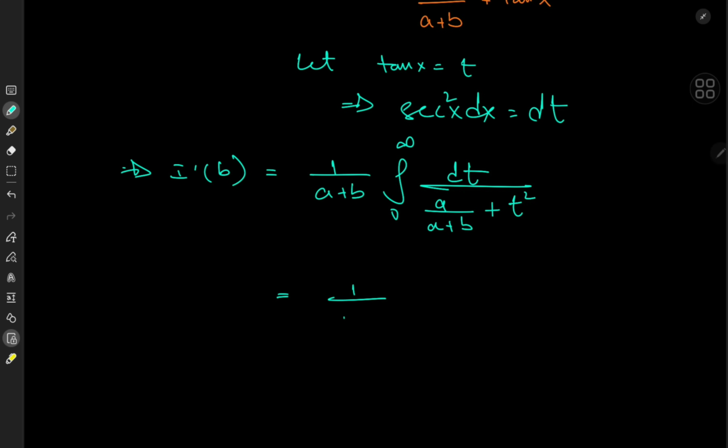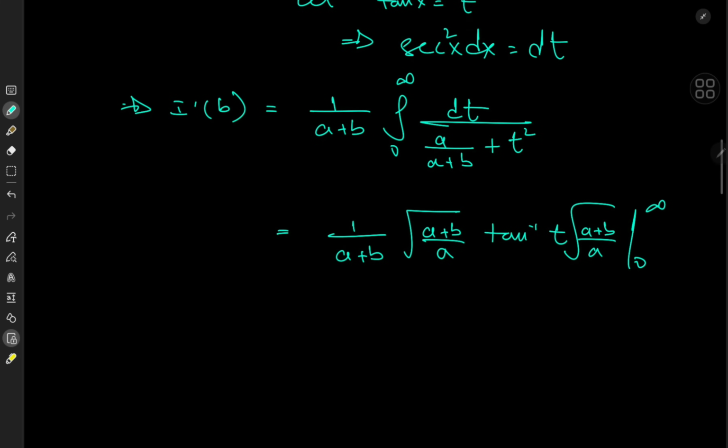So we now have 1 over a plus b, and this is in fact the arctangent. So we have root a plus b over a times the arctangent of t times root a plus b over a once again, with the limits being 0 and infinity. As the argument of arctangent approaches infinity, that means the function approaches pi over 2. So we have 1 over a plus b times root a plus b.